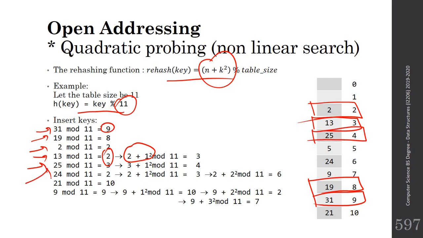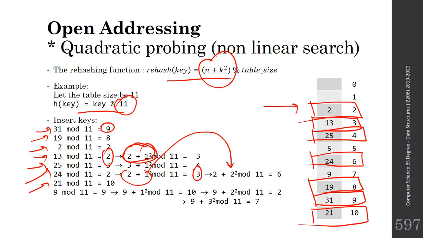24 modulo 11 is equal to 2. I will try to do that, and as you can see we've already done this here, so it's equal to 3, and 3 is already occupied. Now k for this number is equal to 2, so 2 plus 4 is equal to 6. Now 6 is empty, and I can place 24 in 6. 21 modulo 11 is equal to 10, 10 is empty, so I can place 21. 9 modulo 11 is 9, and 9 is already filled with 31, so I should probe the next cell.